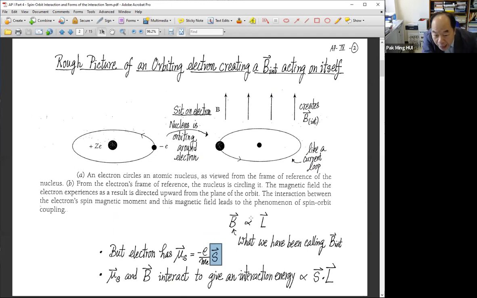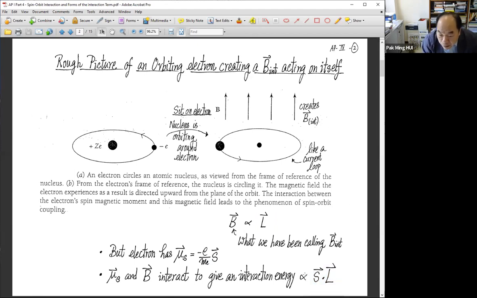So we are up to this point. The orbital motion generates a field at the position of the electron, yet the electron also has a spin magnetic dipole moment. We look for an interaction energy. It must be minus mu dot B. Therefore, it must go like mu_S dot B. It must go like S dot L. And you have this spin-orbit interaction term. So that is the big picture.